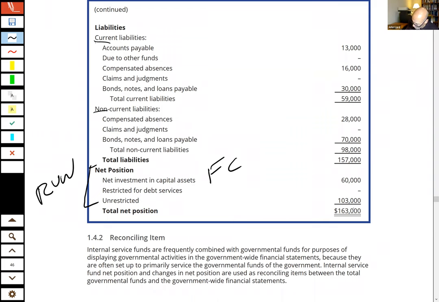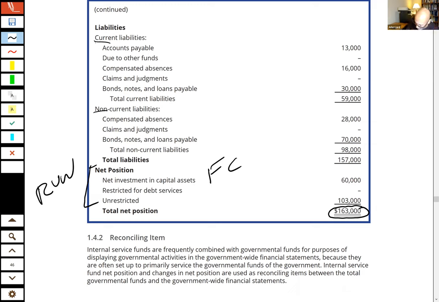Now notice that for the internal service fund, for both enterprise funds, for both proprietary funds, we show the net position as the bottom line. We don't add the liabilities and net position to gross up to the assets like we do for our governmental fund.